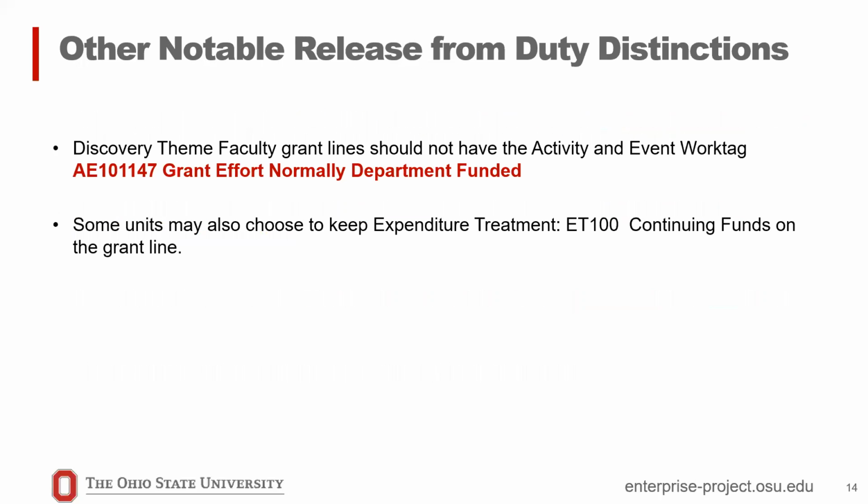If you have discovery themed faculty, you should not use the activity and event work tag on those grant lines, which is the equivalent to directly appointing them to the grant. If your cost center is currently using an expenditure treatment, you can continue to include that work tag on the grant line costing allocation. The reason to include the expenditure treatment on grant lines for budget-backed employees is to allow users to run reports on potential expenses for budget-backed employees, regardless of how they are funded at a specific moment in time.